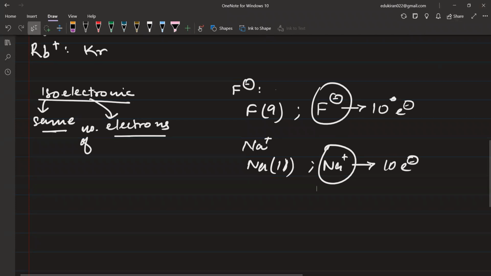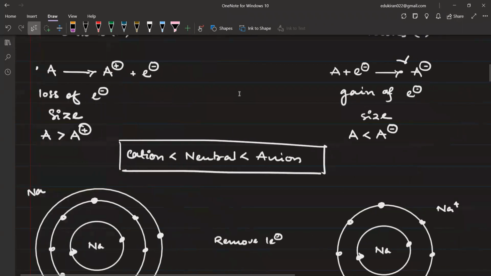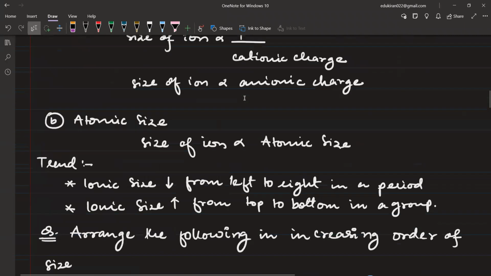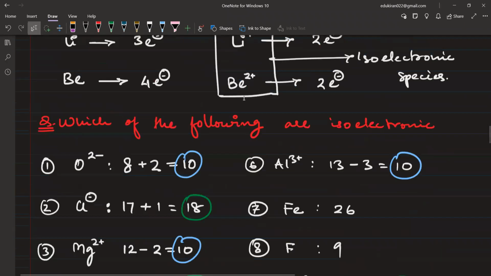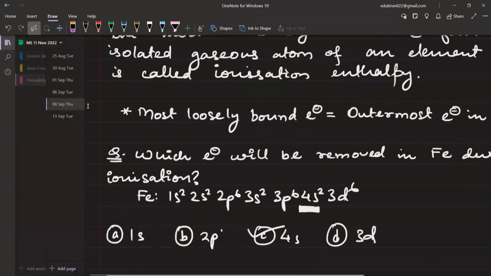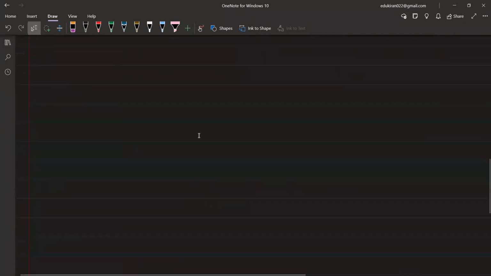Okay, fine. So last class, what did we do? In the last class, we were talking about ionization enthalpy. Most loosely bound electron, correct. Next, successive ionization enthalpy. It's a small topic here.